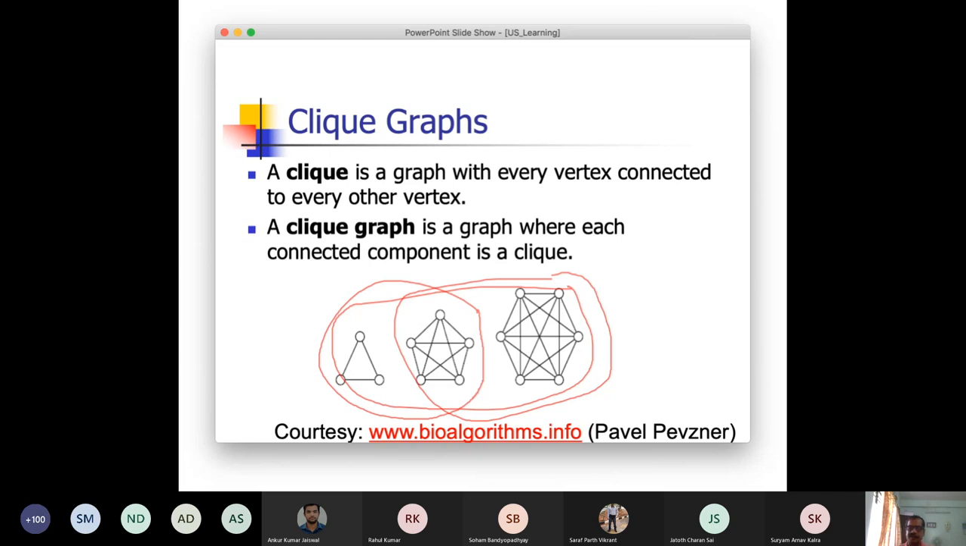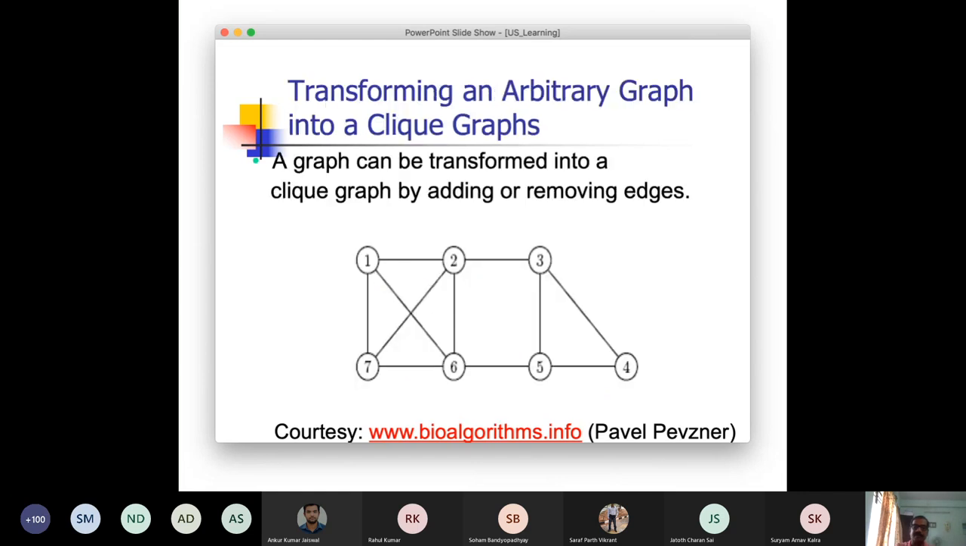Now, the problem of clustering is that, as I mentioned, there may be spurious edges. How to convert a distance graph to a clique graph with minimum changes? That is one of the problems of clique graph based clustering, or we call it the clique finding problem. So this is what is explained in this particular slide, that you can transform any arbitrary graph into a clique graph. There are different ways you can do it, but our objective would be to get the minimum number of operations.